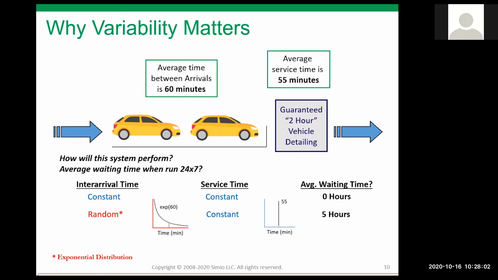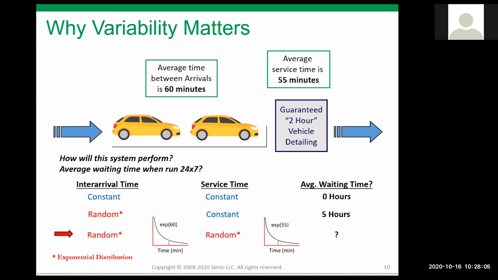Now, what if I went further and said, let's make them both exponential? Exponential is a very common interarrival time. It is not a very common service time, but again, it keeps the problem simple. So if we had exponential distributions for each of those, what would it do? Would it make it better or worse? Would it be less than 5 hours or more than 5 hours? Again, think about that for a minute. How many people would think it would be 10 hours? Again, not at all intuitive, but it is accurate.